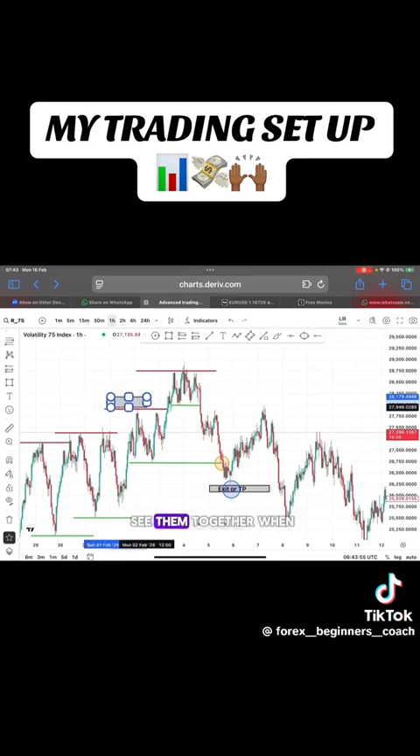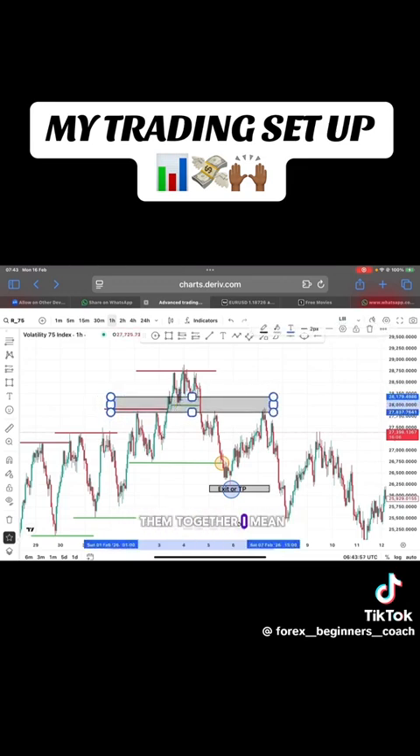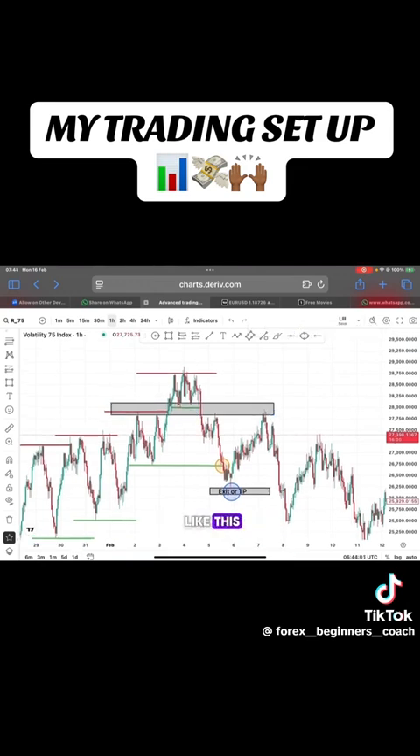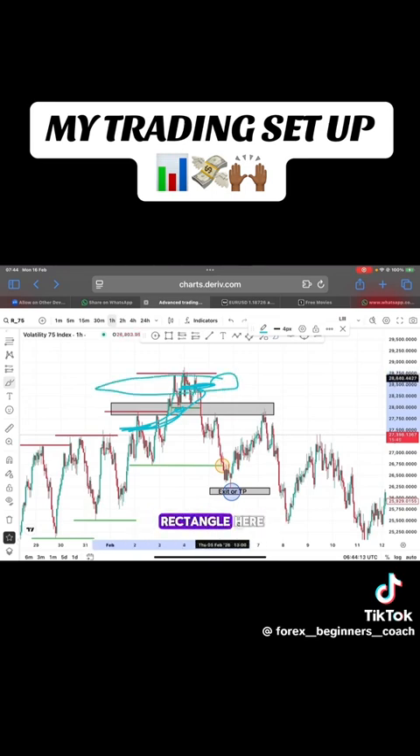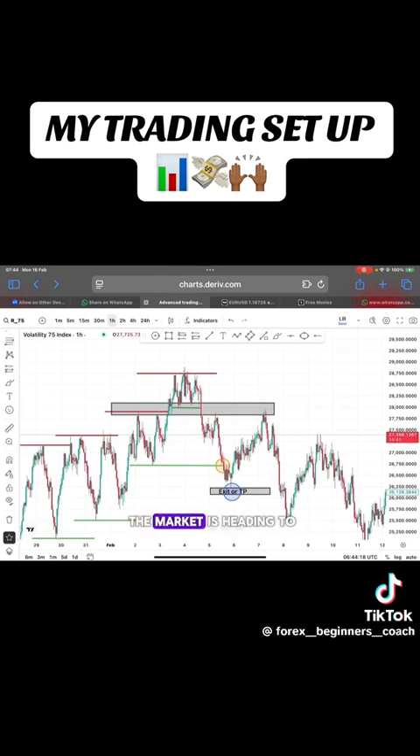Sometimes you might not see them together. When I say you might not see them together, I mean you might not get a close one like this. The higher high might be somewhere around here, and the next low might be somewhere around here. It doesn't matter. All you have to do is put one rectangle here, put another rectangle here, okay? So you know that if the market breaks the first one, you know where next the market is heading to. That's how you pick valid zones. Do you understand? So let's continue.